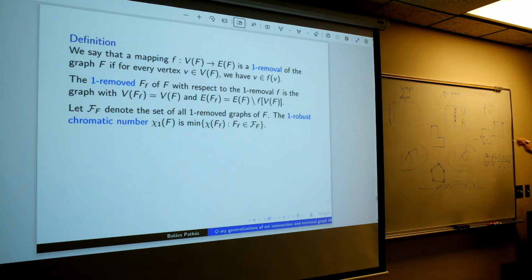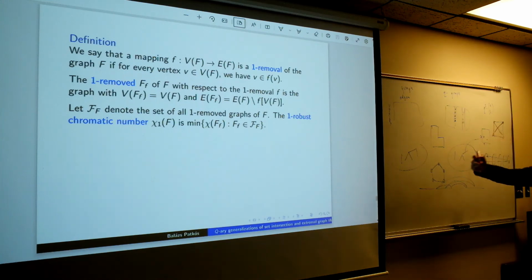Here is my complete foregraph, and maybe I remove this edge because of this vertex. I remove this edge because of that vertex, and then this edge because of that vertex, and because of this vertex, I can remove, well, either this or that. So there are two possibilities, either a path of length 2 will remain or two independent edges will remain.